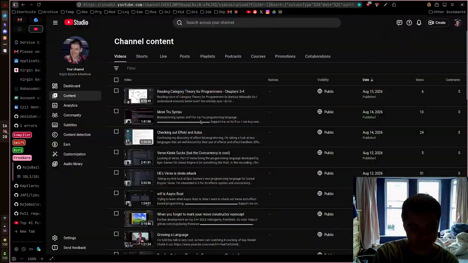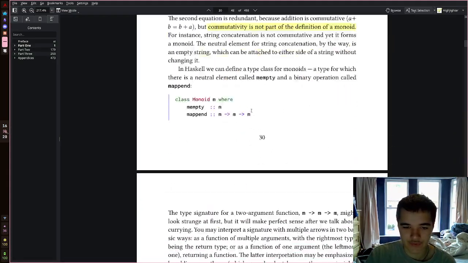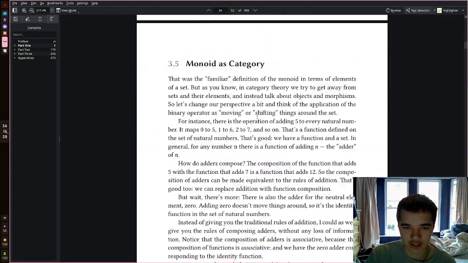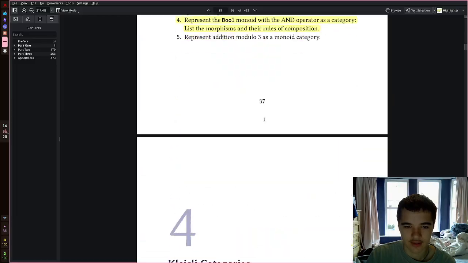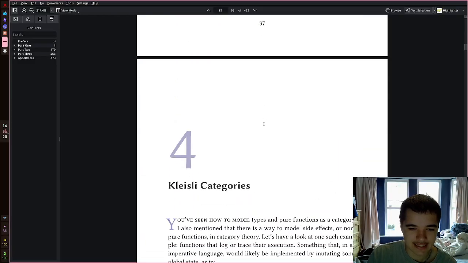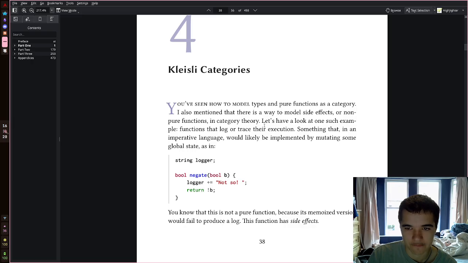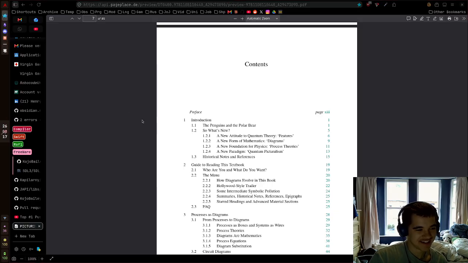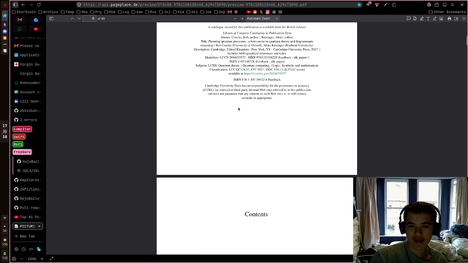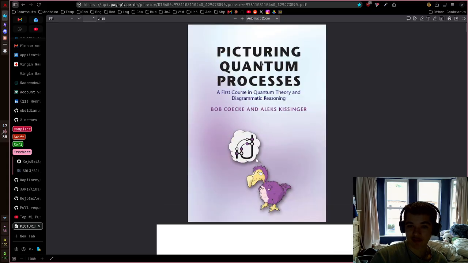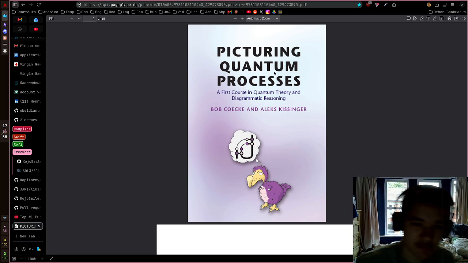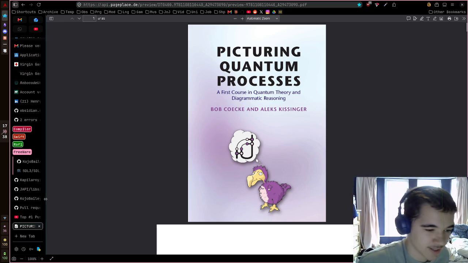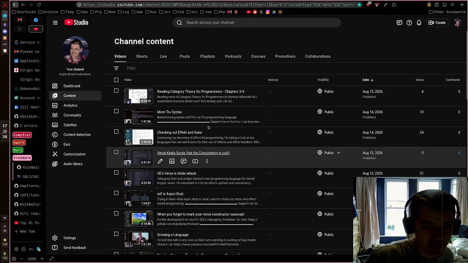So next up is whatever Kleisli categories are. So we'll look into that. Yeah. Anyway, by the way, here's another book. One of the books I talked about. Someone recommended it officially, so there you go. I can read that at some point.